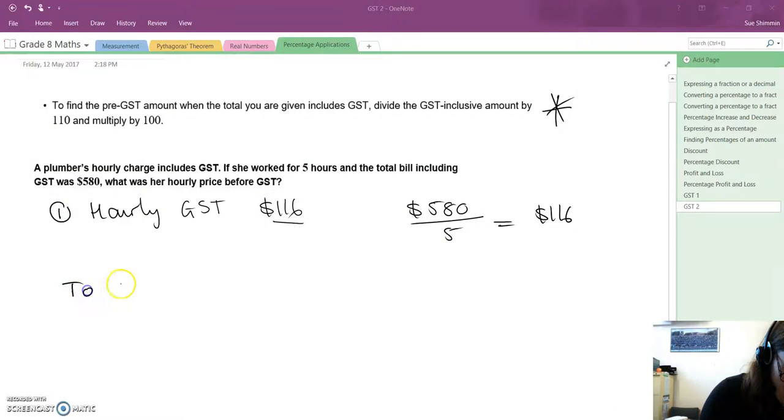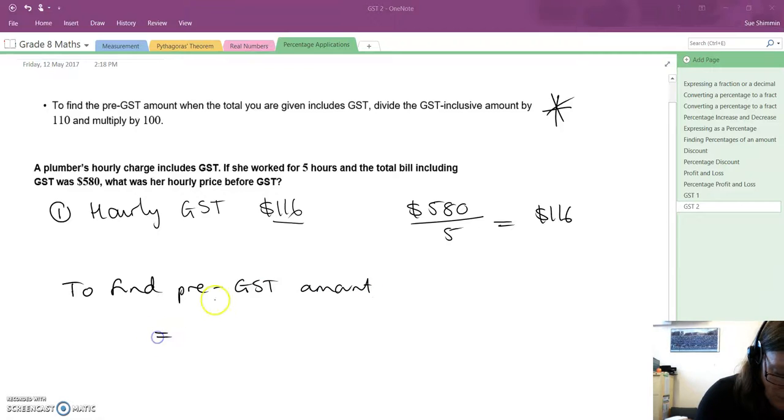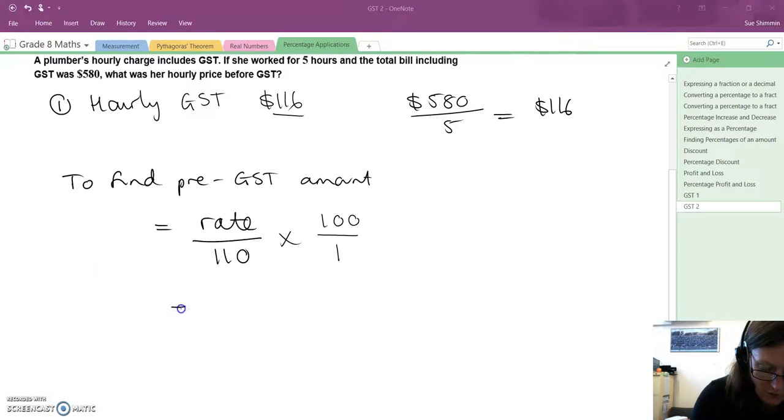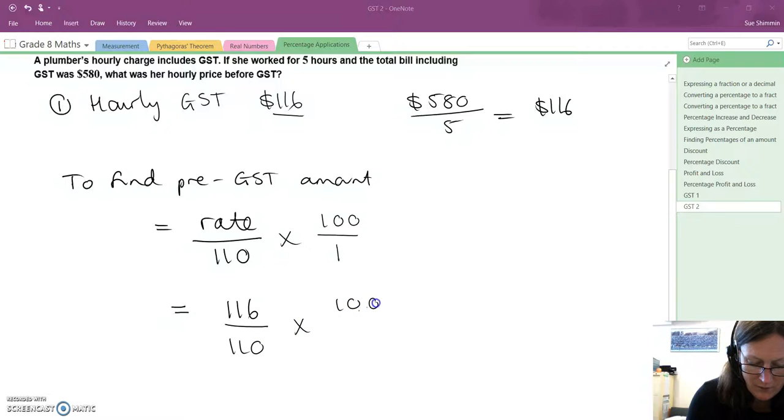So to find the pre-GST amount, we put on top the rate. Underneath it says divide the GST inclusive amount by 110 and then multiply by 100, or 100 over 1. So her rate, remember, was 116 per hour. That included the GST. Divide by 110 times by 100 over 1.